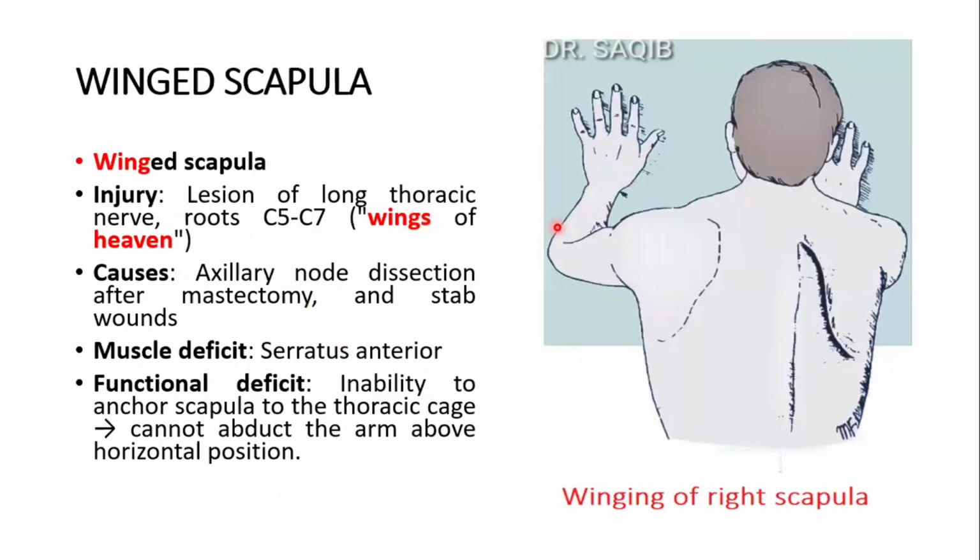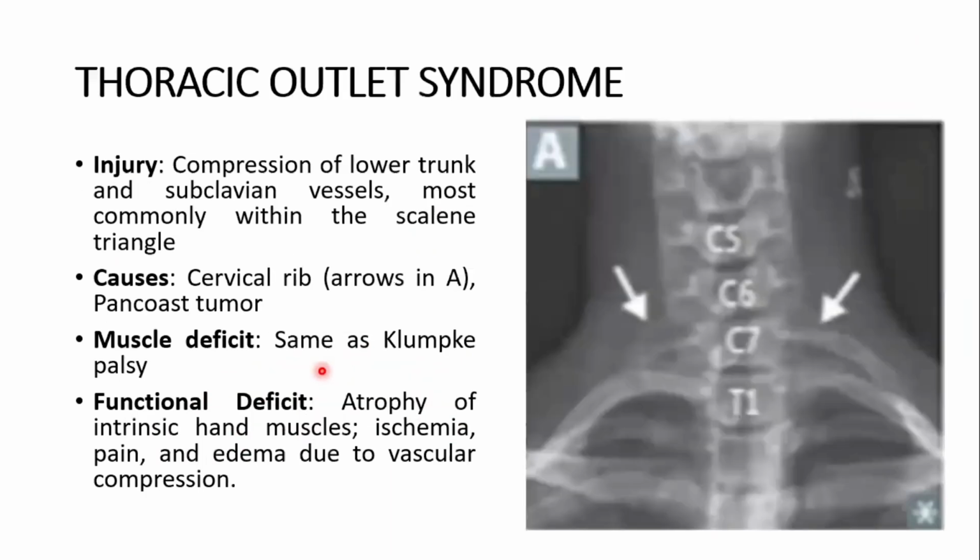Then this is the winged scapula, injury to the C5 to C7 nerve roots. This is the wings of heaven. You can remember from that. You could see this. The muscle deficit is the serratus anterior, and the functional deficit is inability to anchor the scapula to the thoracic cage, so the patient cannot abduct the arm above the horizontal position.